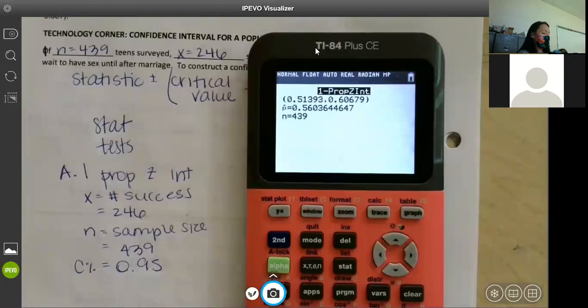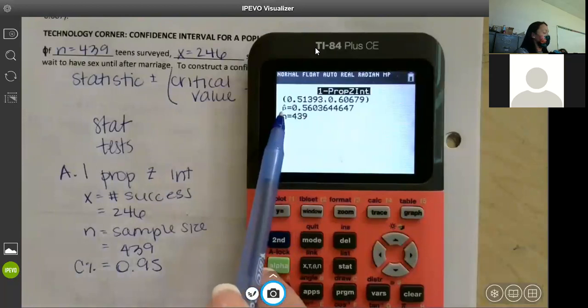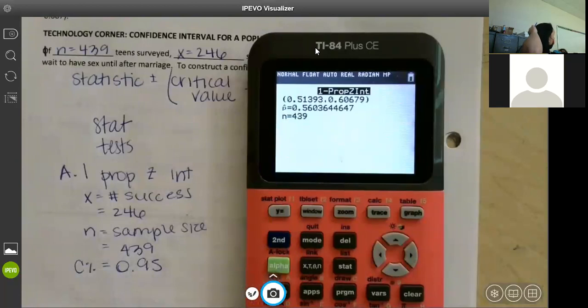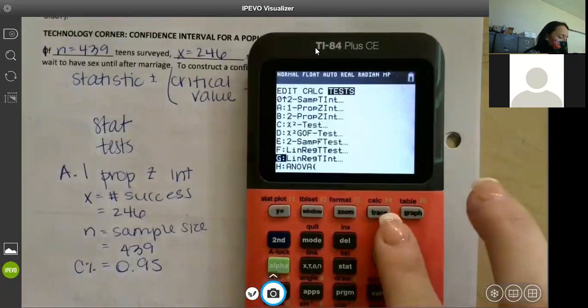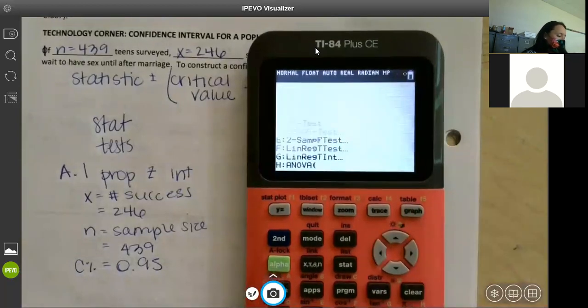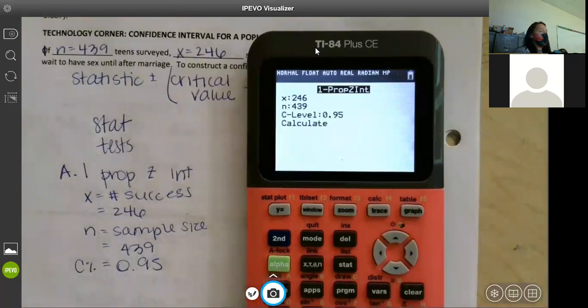What? That's your proportion. Are you talking about this? Is this what you're talking about in your calculator? Yeah. Oh, are you talking about when you do it? Sorry. This is what you should have. Are you doing the right one? Okay, so, right, make sure you do, yep, interval.